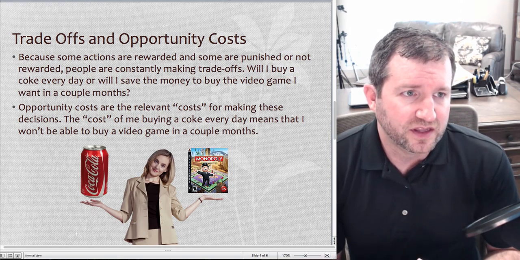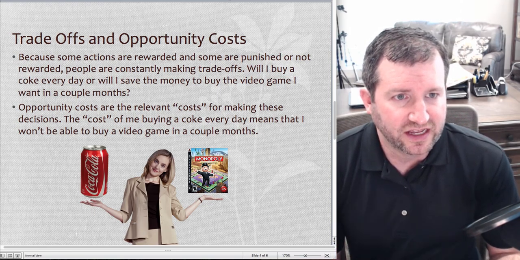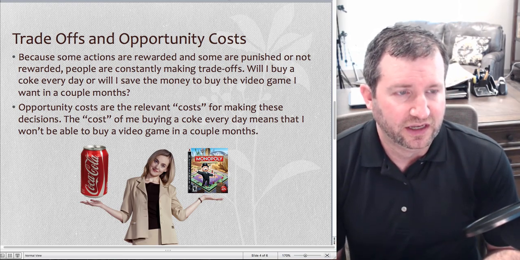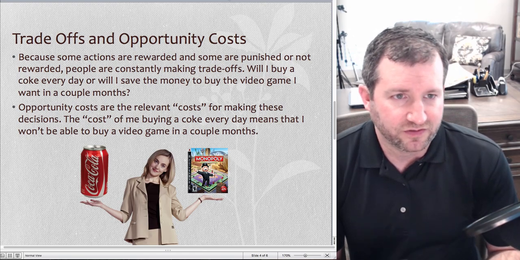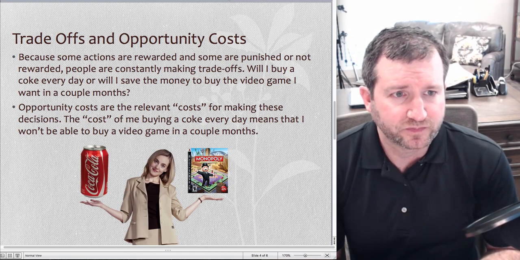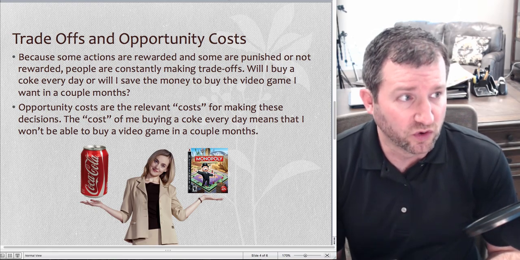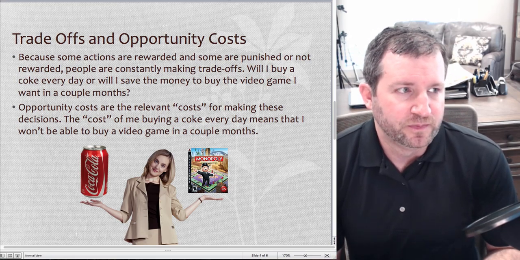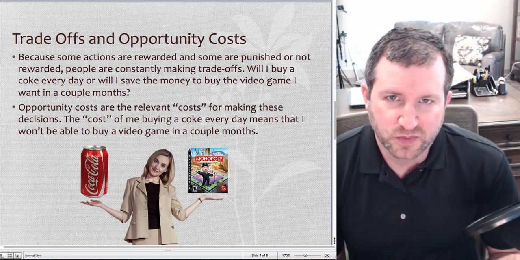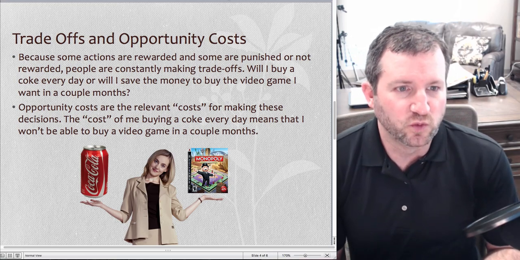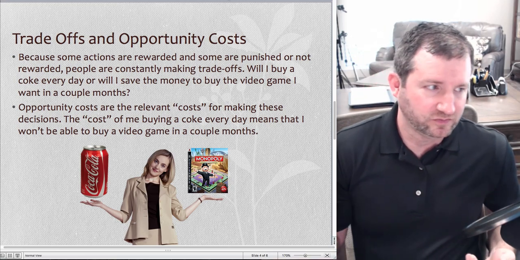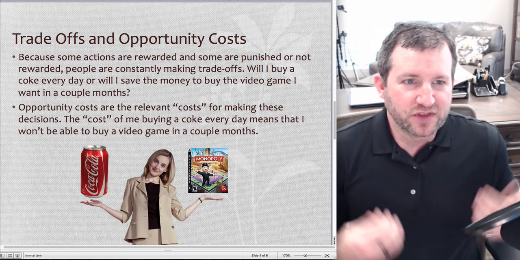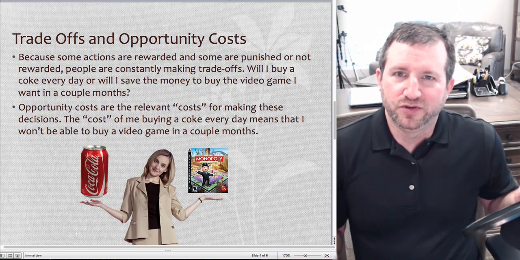Another basic tenet economics tries to help people understand is that there are always trade-offs. There are always trade-offs and there are always opportunity costs, which are two sides of the same coin. Because some actions are rewarded and some are punished or not rewarded, people are constantly making trade-offs. The thought experiment I want to do is: will I buy a Coke every day, or will I buy a video game in a couple of months? That's a trade-off you would have to make sometimes.